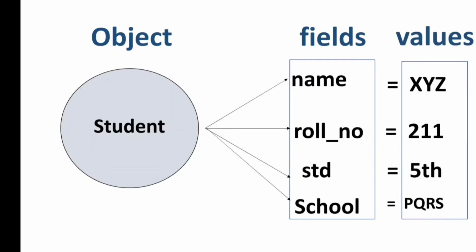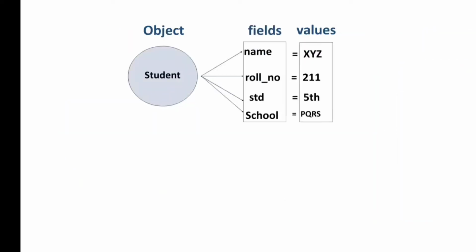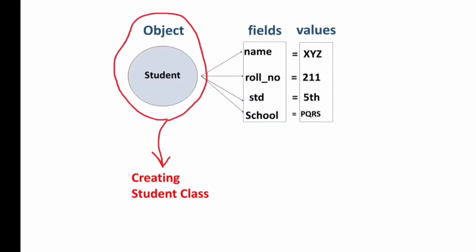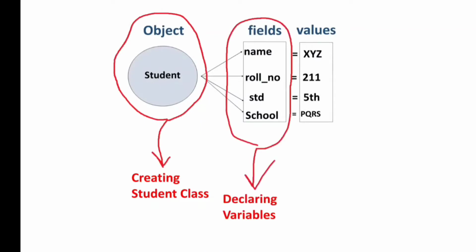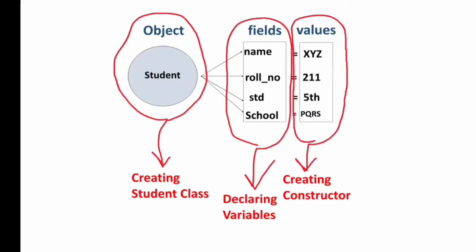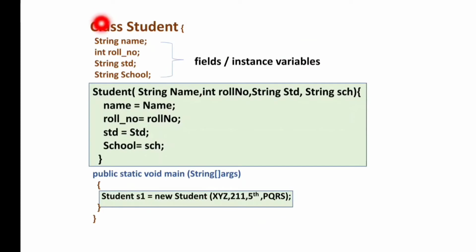So if we implement it programmatically, then we can create a student object by creating a student class, right? And we can create fields by declaring variables, and we can give values to the fields by creating a constructor. So we can write like this.